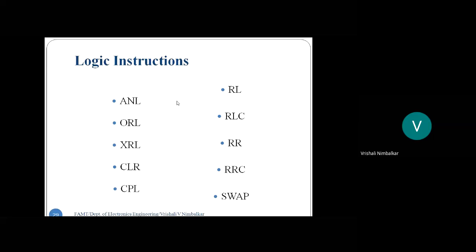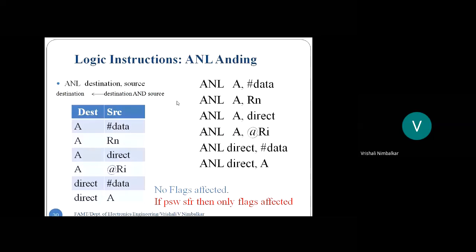So we will see the ANDing instruction. ANL is ANDing. What is the format of the instruction? ANL, mention the destination, comma, source. So the destination data is ANDed with the source and the result is stored back in the destination. What variety of destination can I have? The destination can be the accumulator as well as memory.